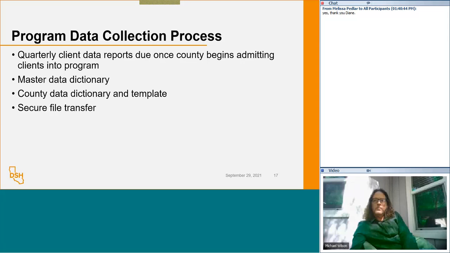And it's certainly something that you will have more time to go over in more detail with Dr. McDermott in the future. And again, as I mentioned, we have a secure file transfer system that we use, and that's how you will be submitting your data to us.